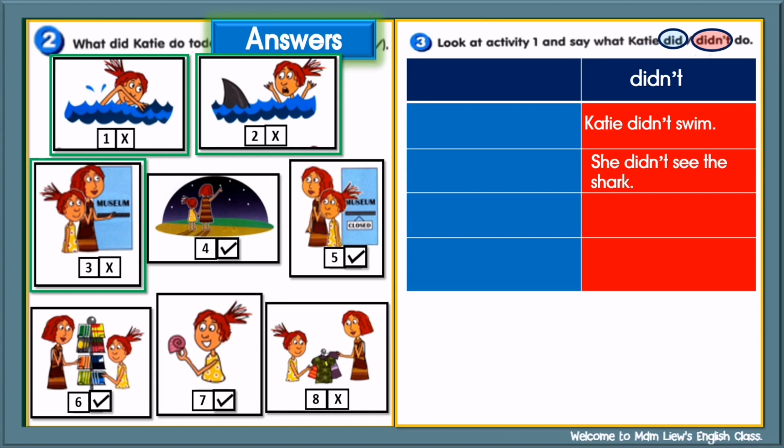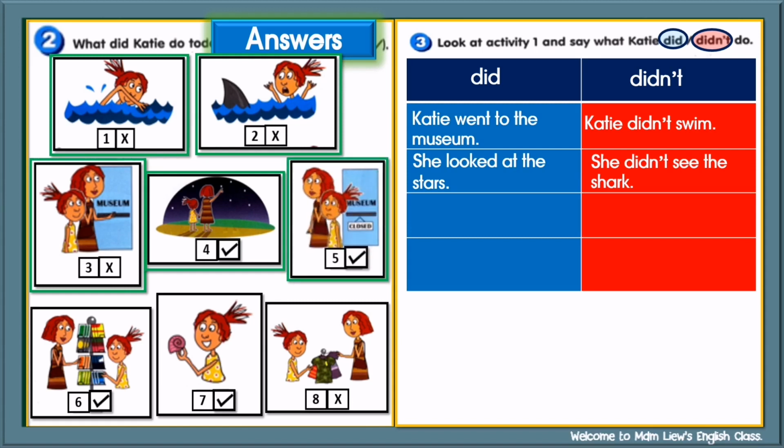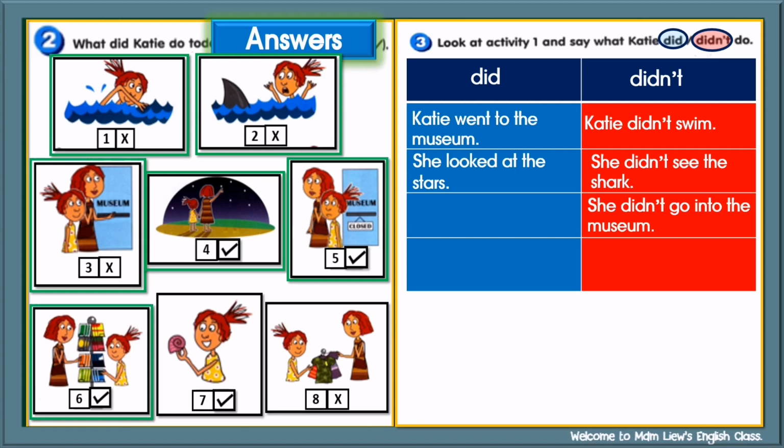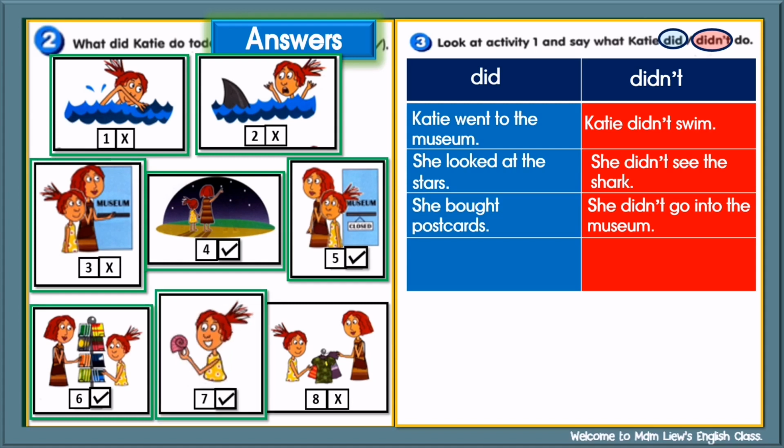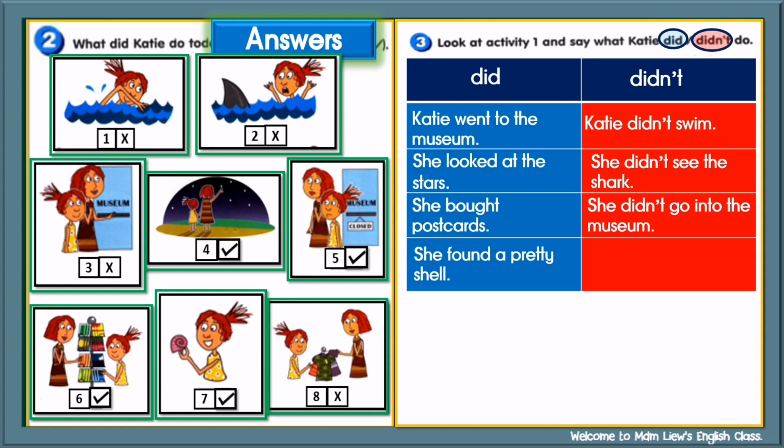Write in this column, did. Katie went to the museum. 4. She looked at the stars. Write here, did. She looked at the stars. Picture 5. The museum was closed, so they didn't go in. Write here, she didn't go into the museum. Picture 6. We went to the shopping center and bought postcards. Write here, she bought postcards. Picture 7. She found a pretty shell. Write here, she found a pretty shell. Picture 8. She didn't buy clothes. Write here, she didn't buy clothes.